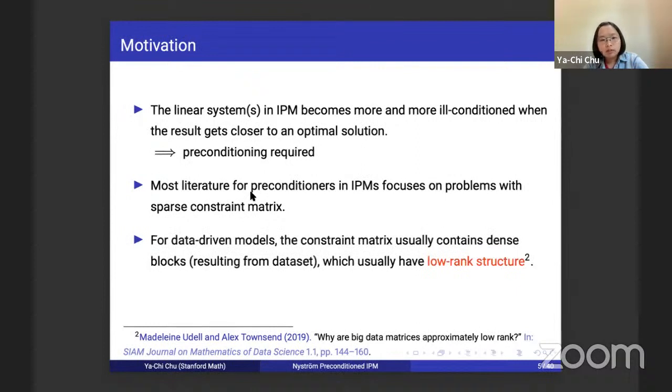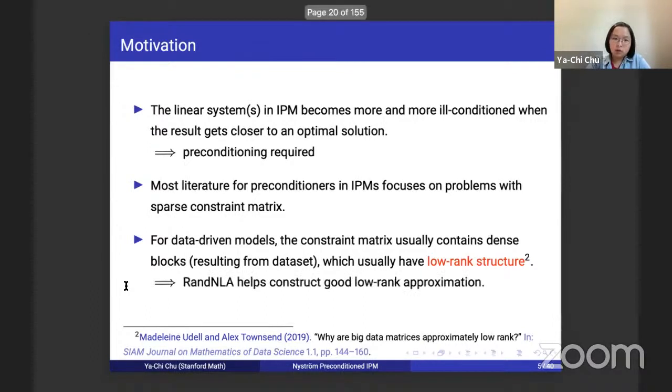But for data-driven models, when we formulate the model into either a convex QP or LP, the constraint matrix usually has some dense block, and this dense block actually comes from the data set itself. So let's say we have some image data set, then usually the image data set is 100% dense, right? But the good thing is, in this paper by my advisor, they found that for the data matrix, or the dense block, it probably has some low rank structure.